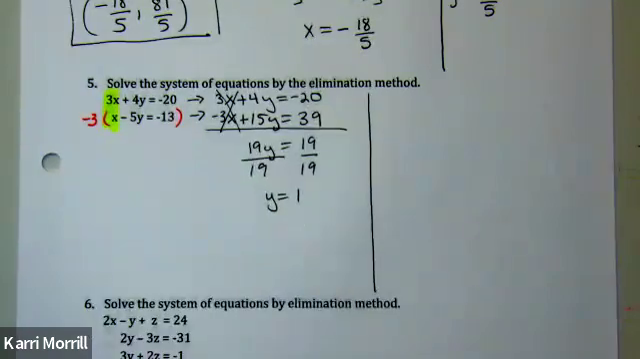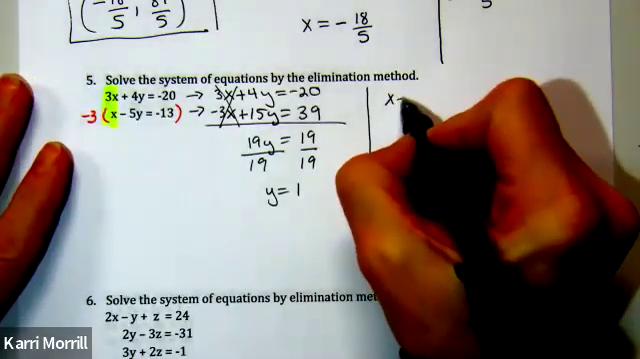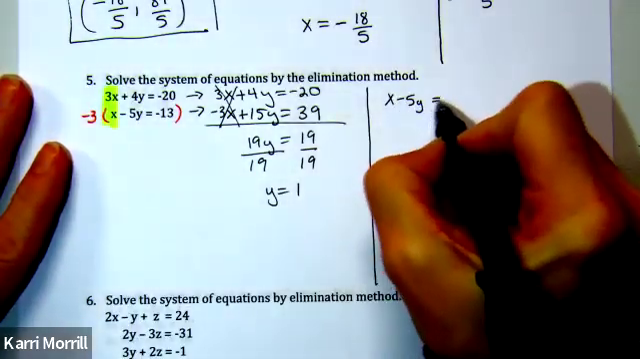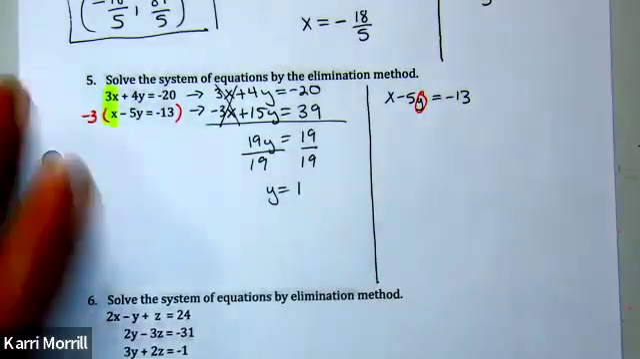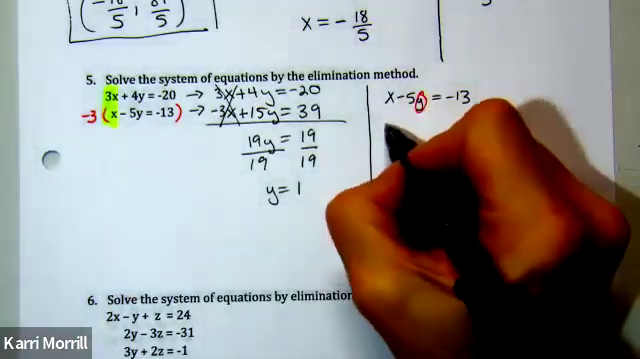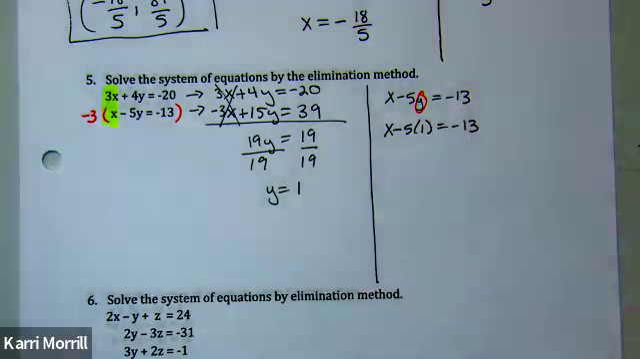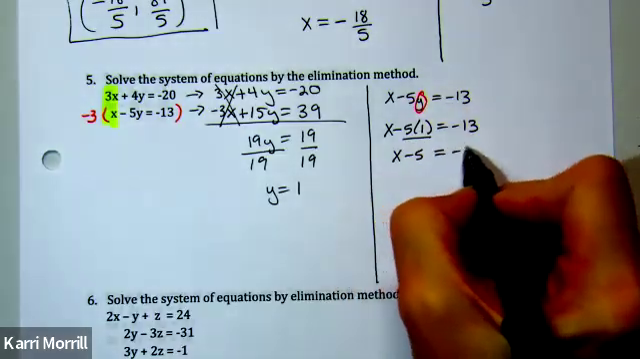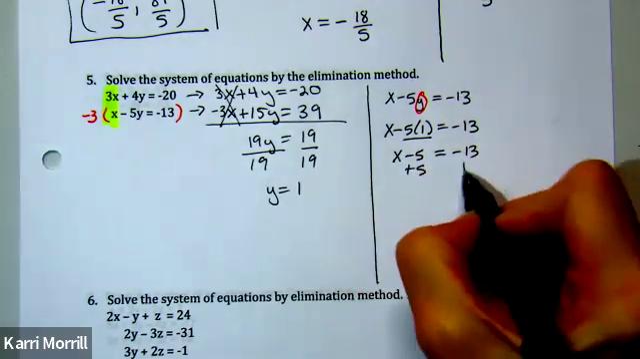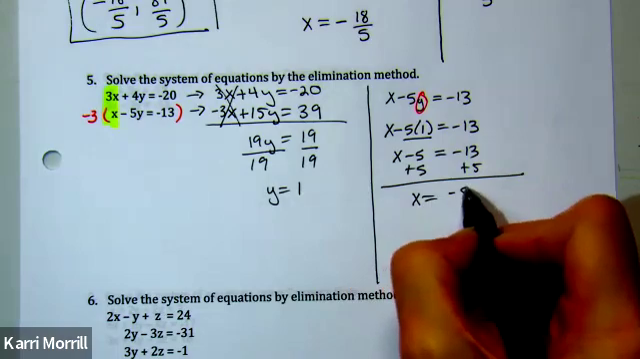And then we're going to plug that in for y and solve for x in either equation. Maybe you want to do the bottom equation. You could do the top equation. I know I did that a lot of times in the notes, but like I said, just showing you that you have all kinds of freedom in this. So x minus 5 times 1 equals -13. So you'd have to take 5 times 1, which is just 5, and then add 5 over. So x equals -8.